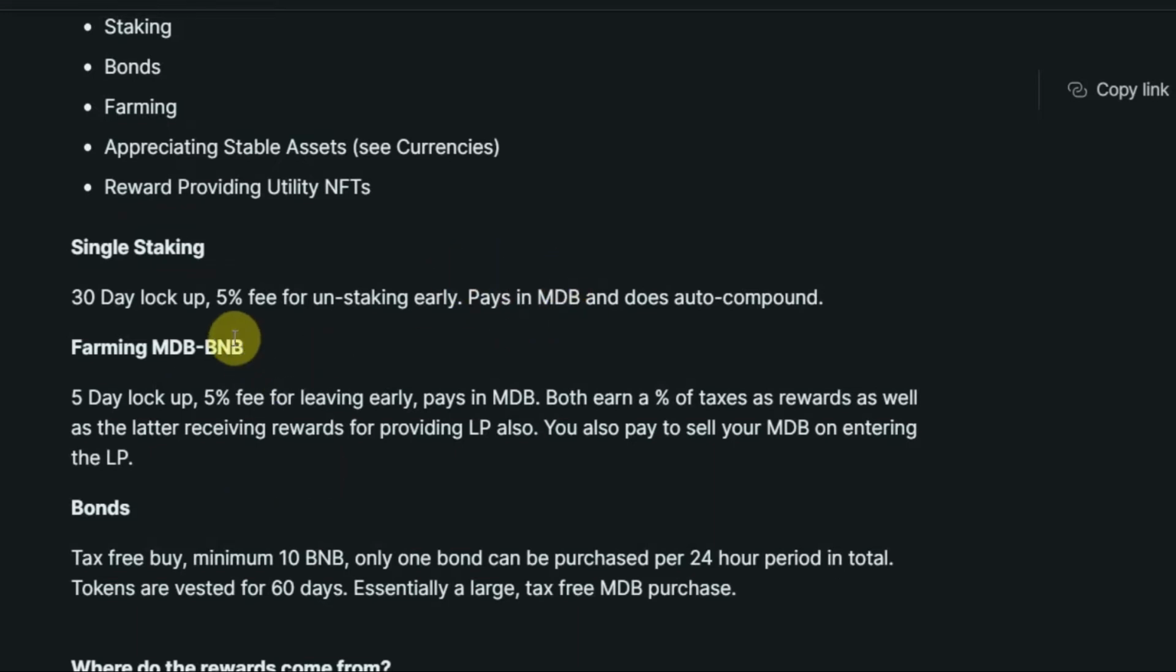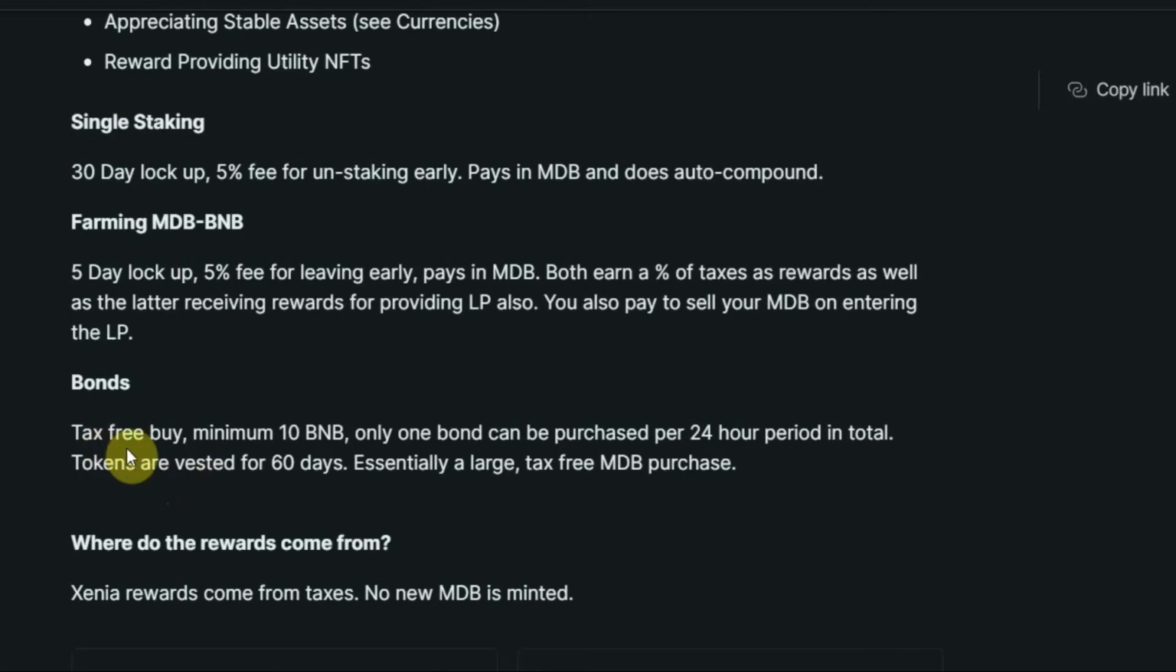So there's also farming, MDB-BNB. 5-day lockup, 5% fee for leaving early, based in MDB. Both earn a percentage of taxes as rewards, as well as the latter receiving rewards for providing LP also. You also pay to sell your MDB on entering the LP. Then there's also bonds, tax-free, minimum 10 MBNB. Only one bond can be purchased per 24-hour period in total. Tokens are vested for 60 days, essentially a large tax-free MDB purchase.